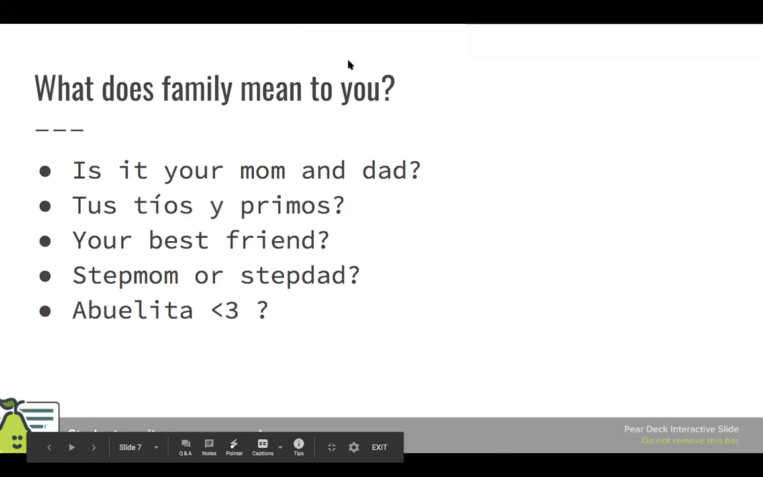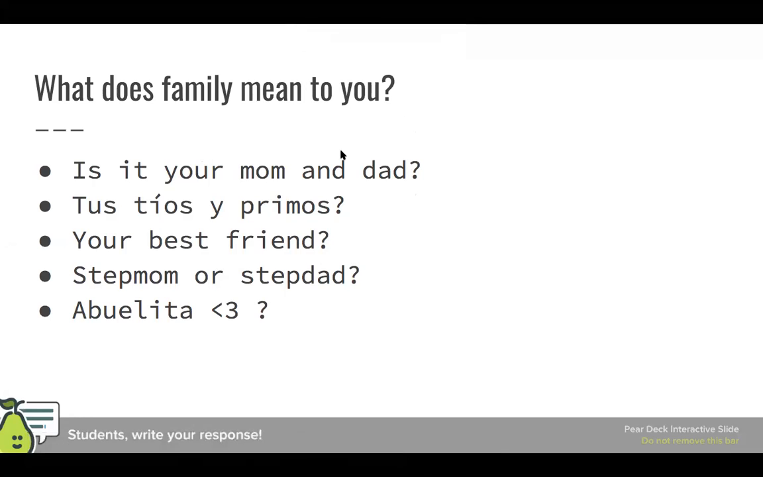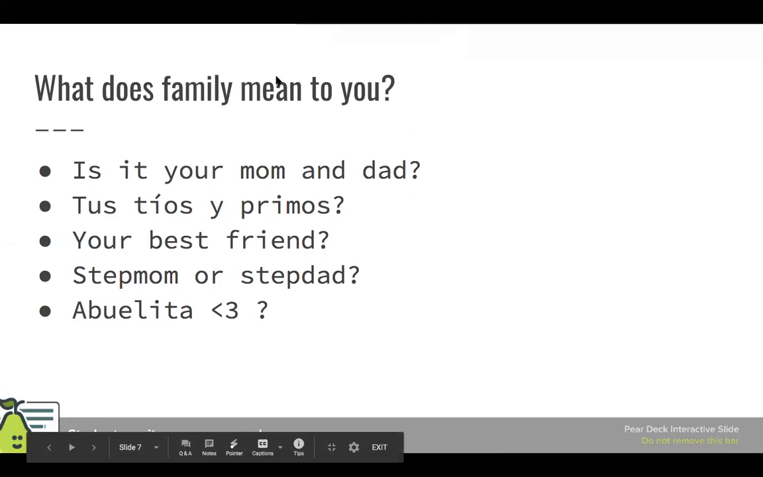Okay. So answer this question: what does family mean to you? Mom and dad, tios y primos, your best friend, is it a stepdad? Is it an abuelita? Take a second to pause. Think about that.